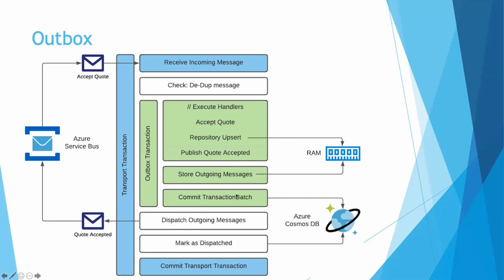What happens if the process dies? Let's say that our process dies after the commit of the transaction, but before the dispatch. Well, that's perfectly fine, because the next time the message is handled, we'll skip the command handlers and we'll just dispatch the outgoing messages. If you need more detail on this, there are some great resources on the NServiceBus website, by the way.